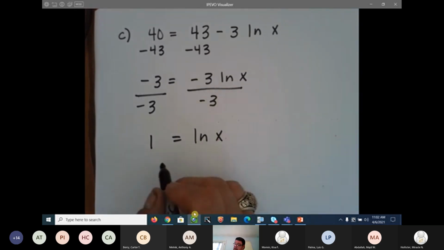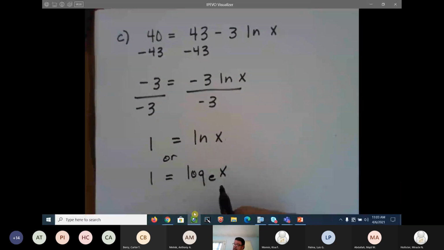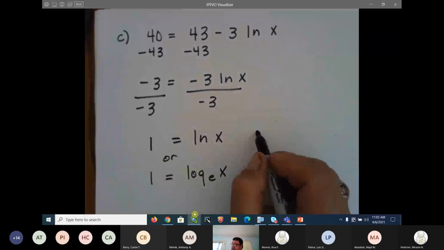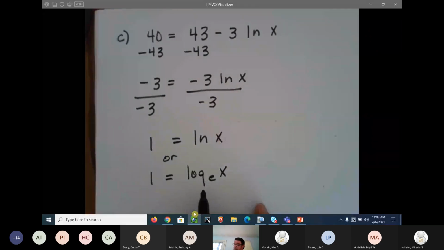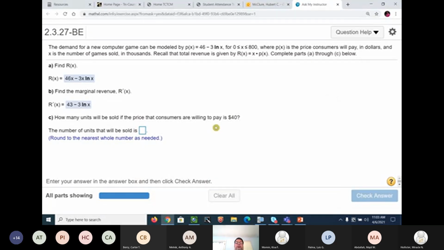And that is basically, you can rewrite this as 1 is equal to log base e of x, however you want to write it. And that basically means you can rewrite this as a to the y. So e to the 1 is equal to x. E to the 1 comes out to be 2.7 something. Or am I using the wrong? Hold on a second. I am using the wrong. I'm supposed to be using 46. My bad. I used r prime. Sorry. Let me redo that one. C. I'm sorry.